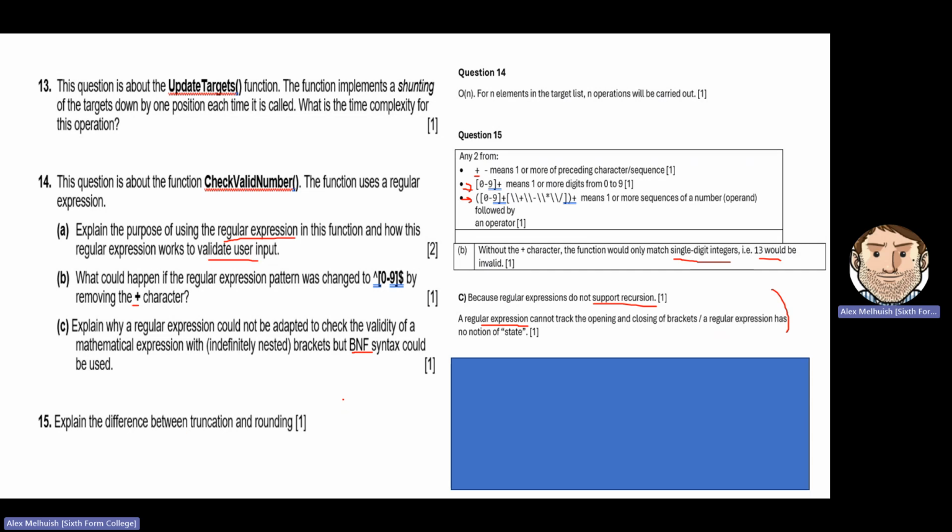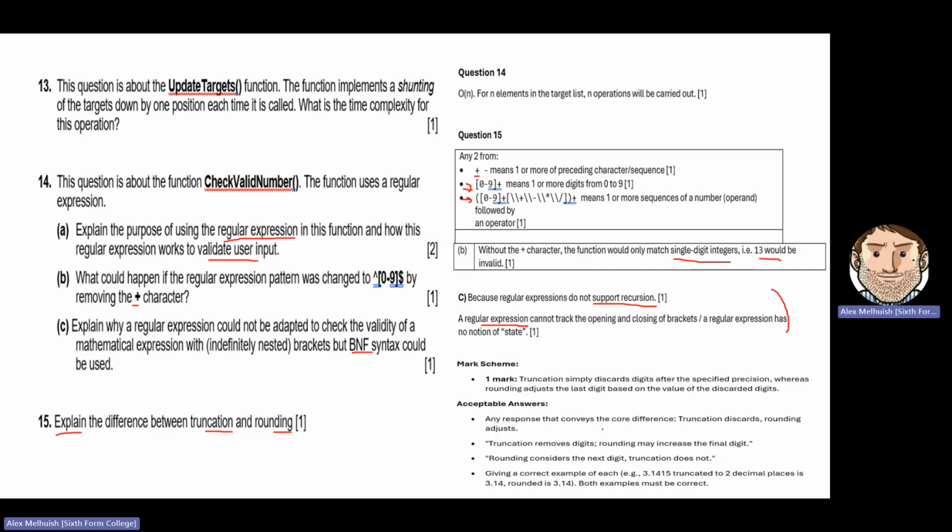And the last one, difference between truncation and rounding. Again, I think maybe I was harsh on this one, but I think, again, explain anything like this, you could probably give an example for, just to make it 100% crystal clear you understand what you're mentioning and what you're discussing. So we're looking for words like truncation discarding, where rounding adjusts. And I think really being clear that the rounding may increase the final digit.